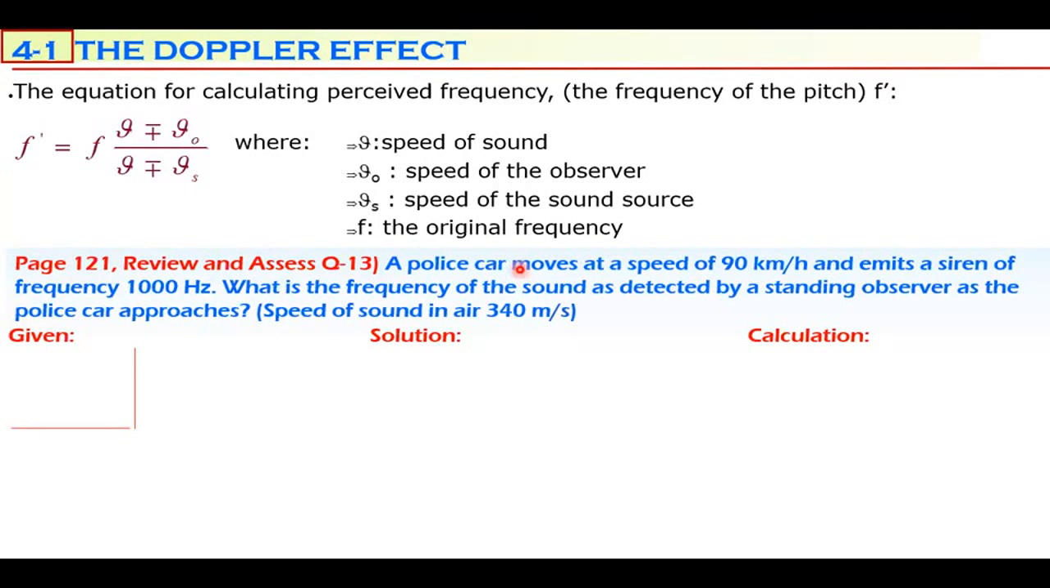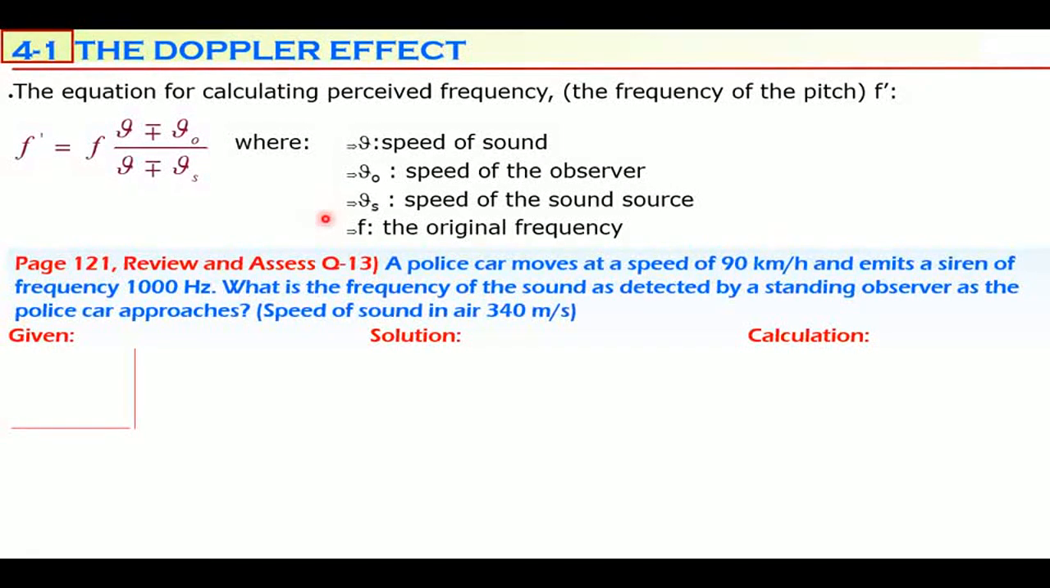For example, let's show. A police car moves at a speed of 90 kilometers per hour and emits a siren of frequency 1000 hertz. This 1000 is f, which is the original frequency. And the police car is making this sound, so it is the source. And this source is traveling at 90 kilometers per hour. So this 90 kilometers per hour must be converted to meters per second by dividing by 3.6. And it is the speed of the source, Vs.